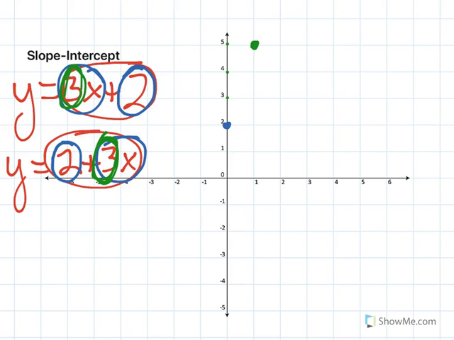Or I can go down 3, 1, 2, 3, but I have to go over 1 in this direction, because overall that line must lean up and to the right. So I can start drawing that line that looks something like this. And that's how I graph a line given the slope-intercept form. Let's look at another example.